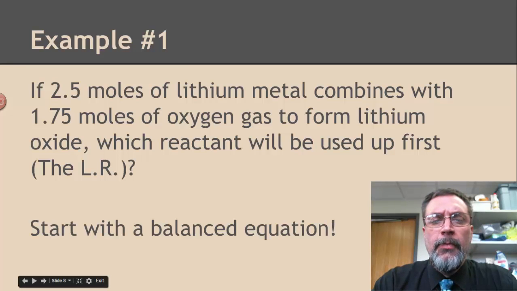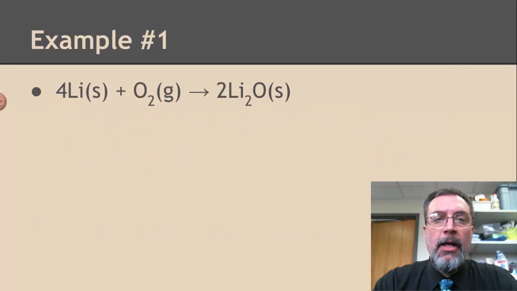So I'm going to start with a balanced equation, because this is nothing more than stoichiometry. So I need a balanced equation between lithium metal and oxygen gas to form lithium oxide. So let's get a balanced equation. There it is. 4Li plus O2 goes to 2Li2O. Mole ratio between reactants is 4 to 1. I need 4 times as many moles of lithium as I have of oxygen in order for this to work.